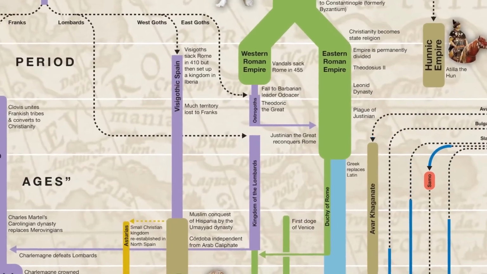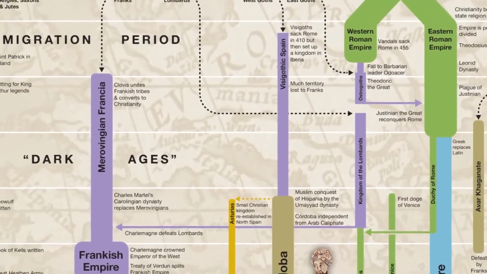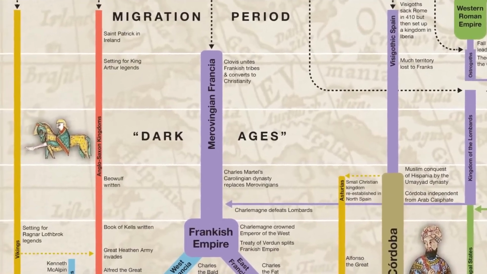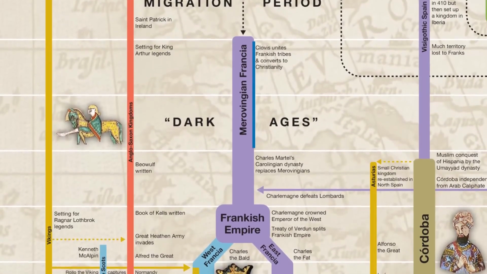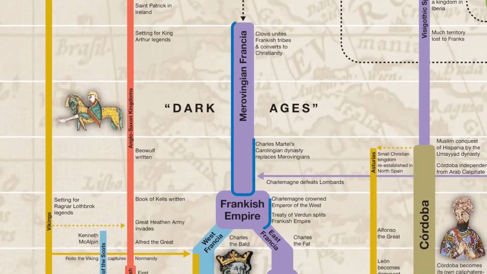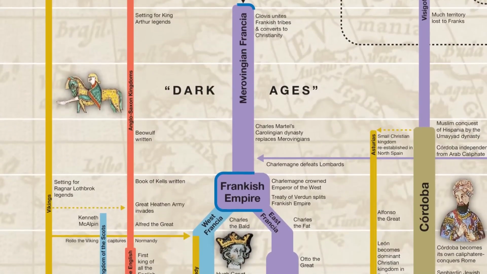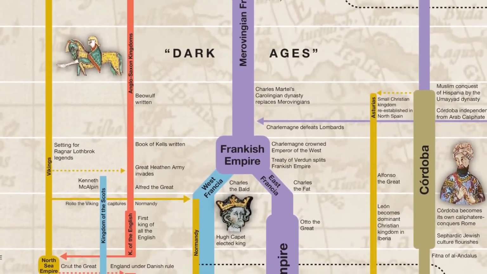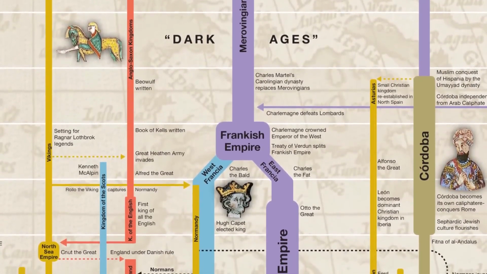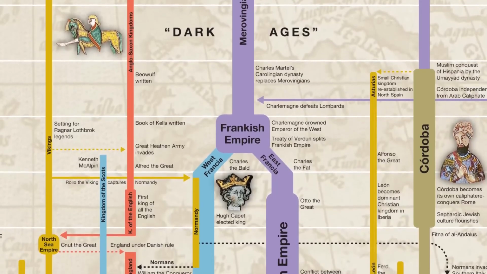Of the various Germanic groups, all of whom were eventually Christianized, the Franks became the most powerful. They were ruled first by the Merovingians and then by the Carolingians. And in the year 800, Charlemagne, king of the Franks, was also crowned emperor, becoming the first emperor in Western Europe since the fall of Rome.